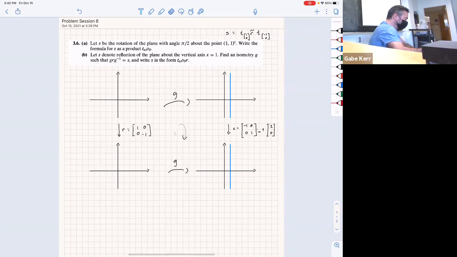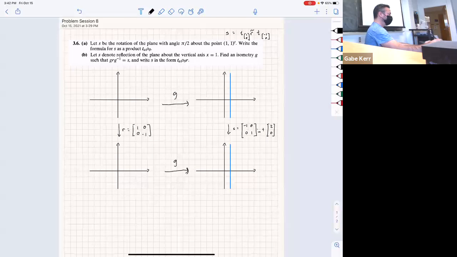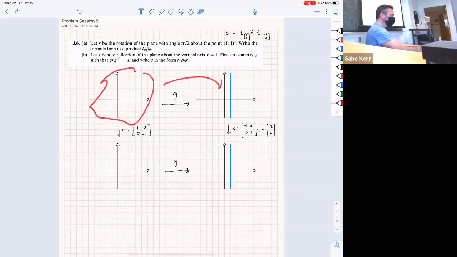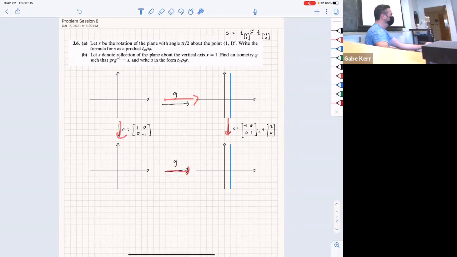Do people understand these pictures? When I draw this picture, I'm trying to draw a diagram. I know there's a lot of arrows, but G is a function, R is a function, S is a function. I imagine each of these is a transformation. I'm taking this to here, S takes it to here. If I go this way, compose these two, that's the same as composing these two. We say the diagram commutes. So we want to calculate G.